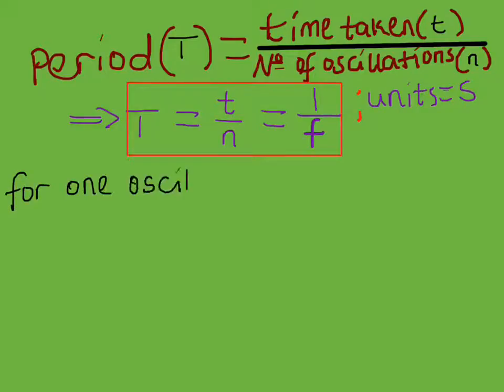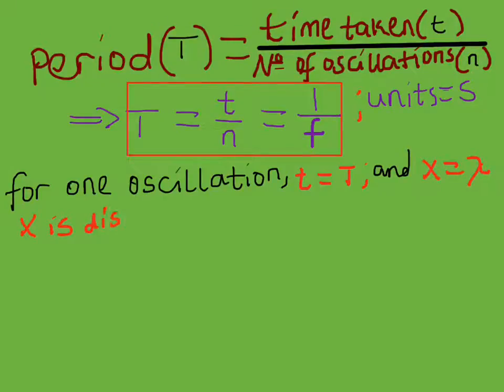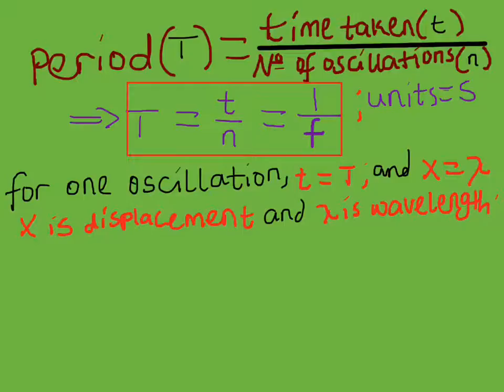Now, for one oscillation, it means n is 1, and the time is 1 second. So for one oscillation, t, that is time, becomes the period, and x, that is the displacement, becomes the wavelength.